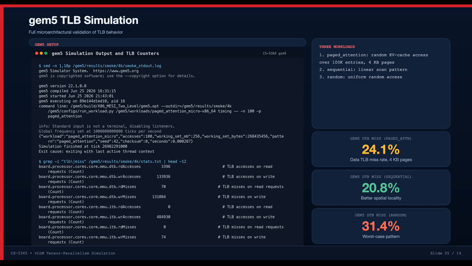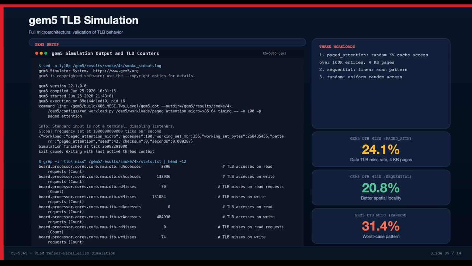access over 100,000 entries, a sequential linear scan pattern, which benefits from spatial locality, and random uniform access, which was the worst case pattern. The data TLB miss rates from the terminal output are PagedAttention, 24.1%, with 131,000 misses out of 133 total write accesses. Sequential was 20.8% better due to spatial locality, and random was 31.4%, which is the worst case pattern.